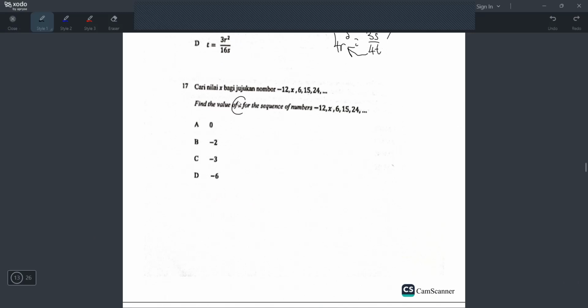Okay, let's continue with number 17. Find the value of x for the sequence of numbers. So negative 12, x, 6, 15, 24. Okay, I can figure out 6 how to become 15, 15 how to become 24. 6 to 15 plus 9. 15 to 24 also plus 9, right? You can just take 24 minus 15 and 15 minus 6, you'll get 9. So definitely negative 12, to become x have to plus 9 also, right? So what is negative 12 plus 9? Negative 3, right? So this is negative 3. And if you take negative 3 plus 9, you will really get 6. Yeah, so that's the answer.